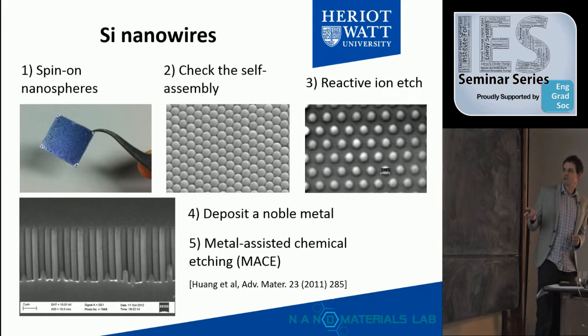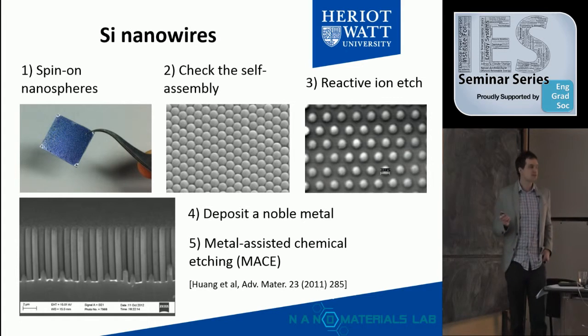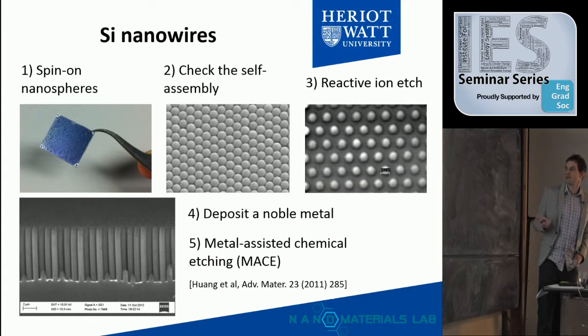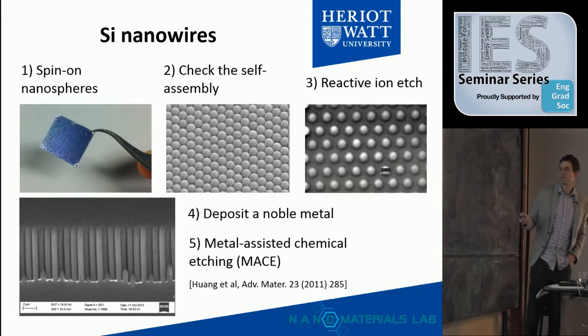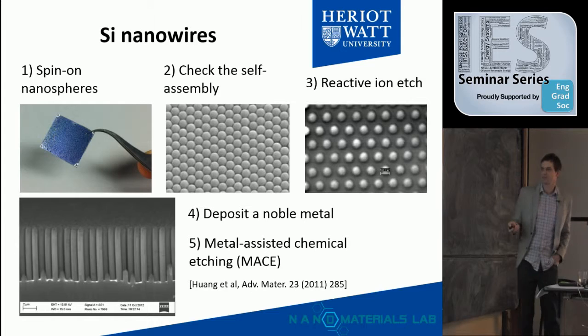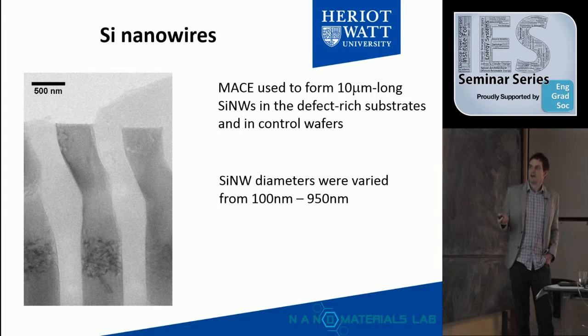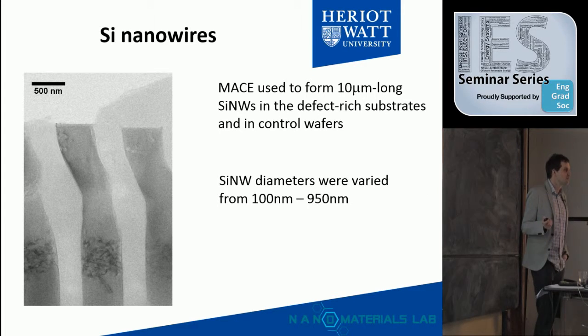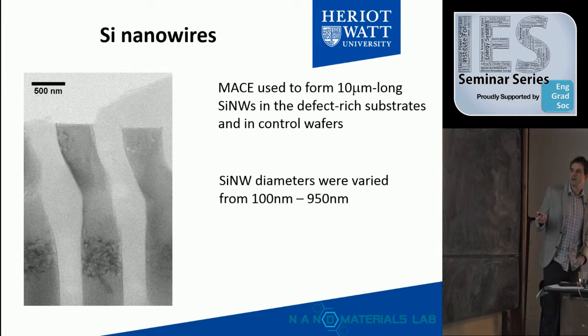We can then deposit gold or any noble metal, and if we put this in an HF, hydrogen peroxide, water mix, then we get this metal assisted chemical etch down through the silicon where the gold is, and masked where the balls are. So we get something like this, or we can get something like this. This is just a bit of a blurry TEM image of a couple of the wires, and you can see the defect region here.